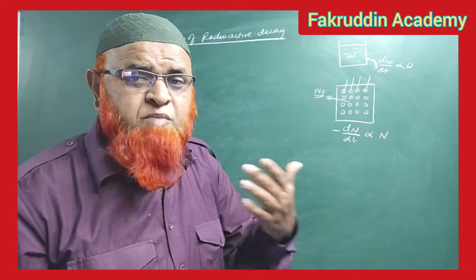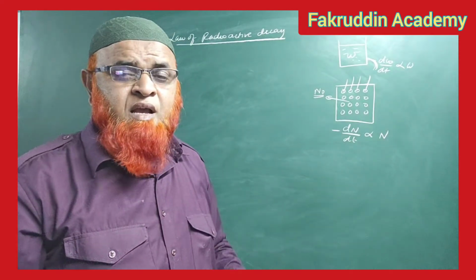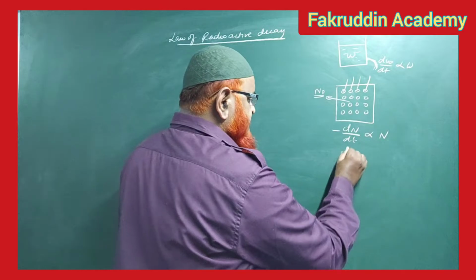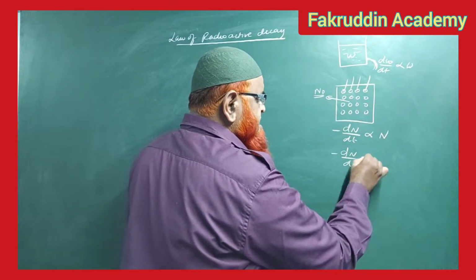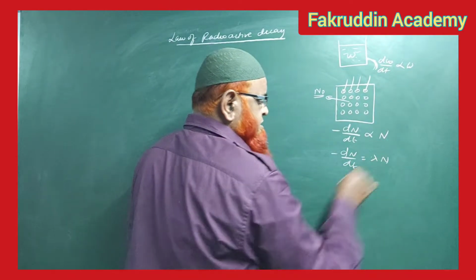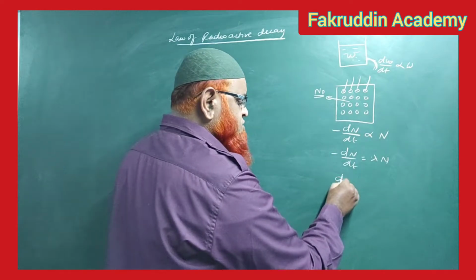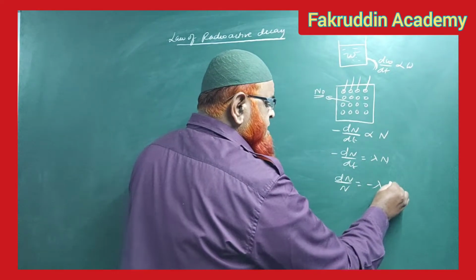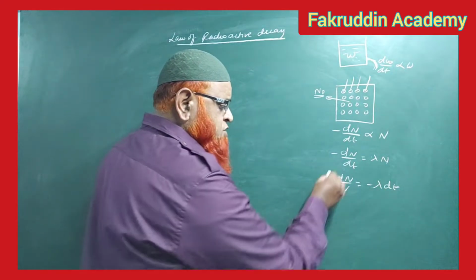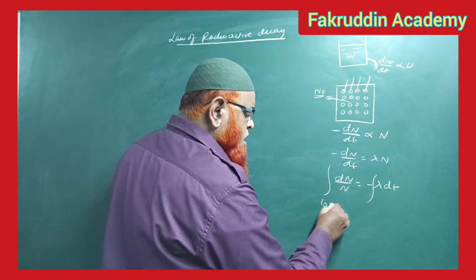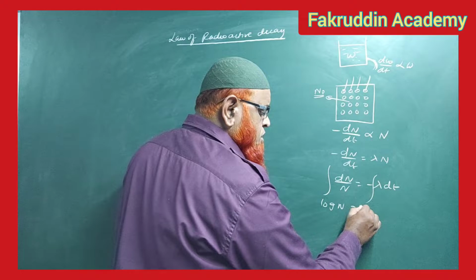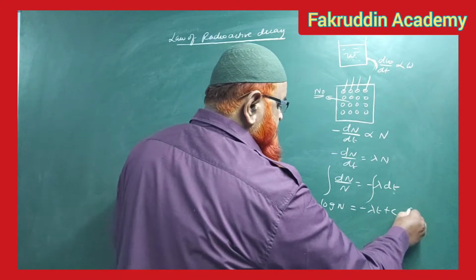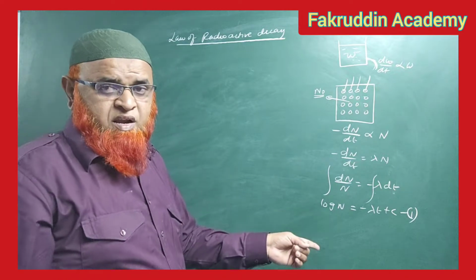Whenever we remove the proportionality, we will get a constant, which we call the decay constant. So that is minus dN by dt is equal to lambda into N. Now interchange the terms: dN by N is equal to minus lambda into dt. On integrating, you will get log N is equal to minus lambda into t plus c. Let this be equation number 1.